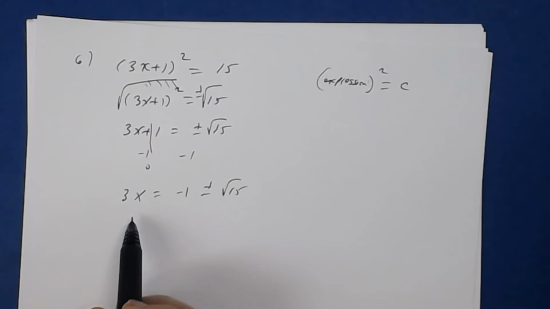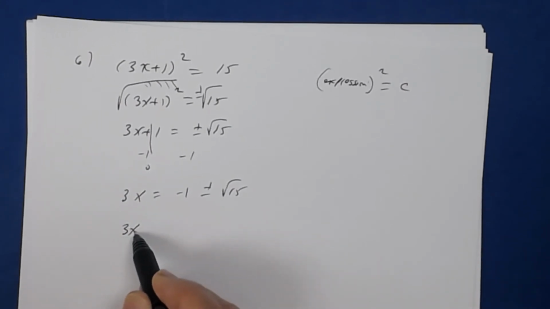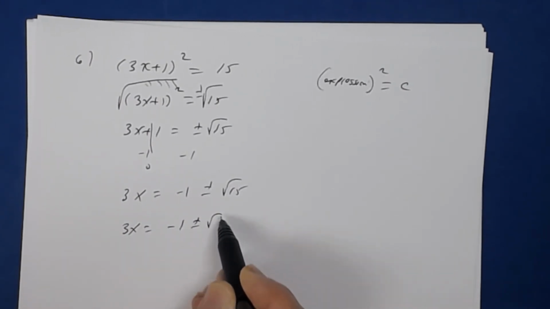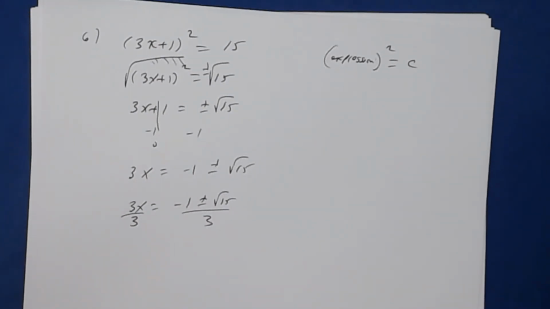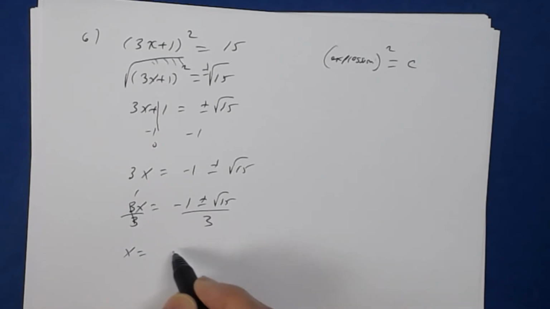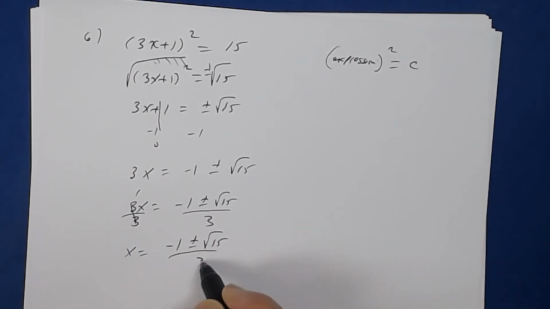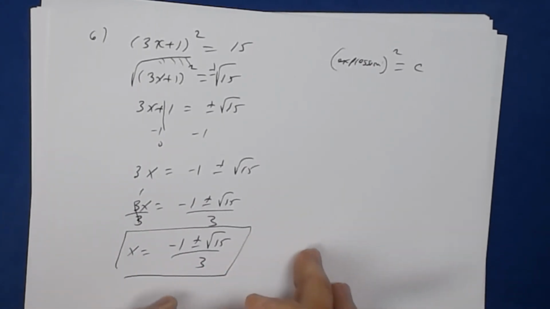But here, that's not what I have. I have 3x. So what do you think the next step is? Well, right now I'm multiplying by 3. The opposite is to divide by 3. And so you would do something like this. And so I get 3 divided by 3 is 1. So I get x equal negative 1 plus or minus the square root of 15 divided by 3. And that will be your answer. You cannot reduce anything else.